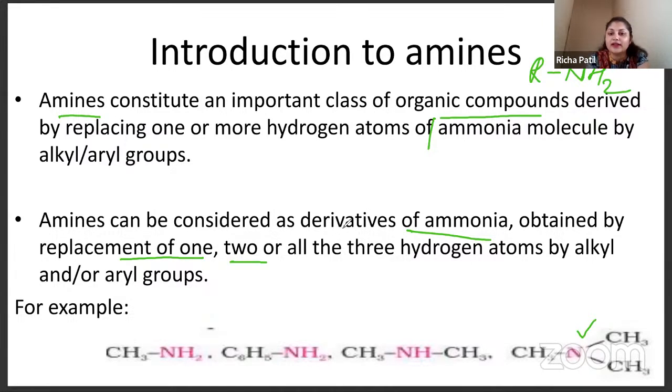So what are these? These are the derivatives of ammonia. So how do you obtain them? They are obtained by the replacement of one, two, or all three hydrogen atoms. Okay. So these are amines.